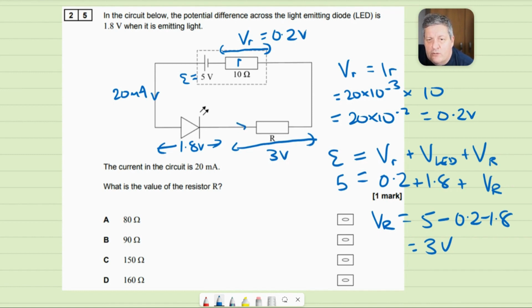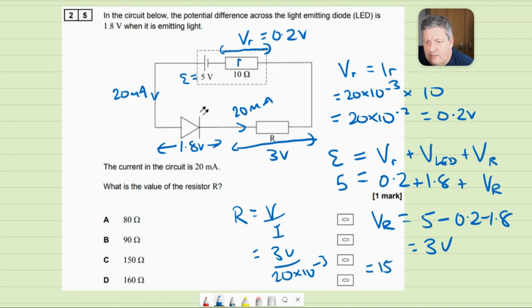We know the current through there is 20 milliamps. So we can use the R equals V over I relationship now. And we've got 3 volts over 20 milliamps. Use our calculator. That's going to give us 150 ohms. So the answer is C.